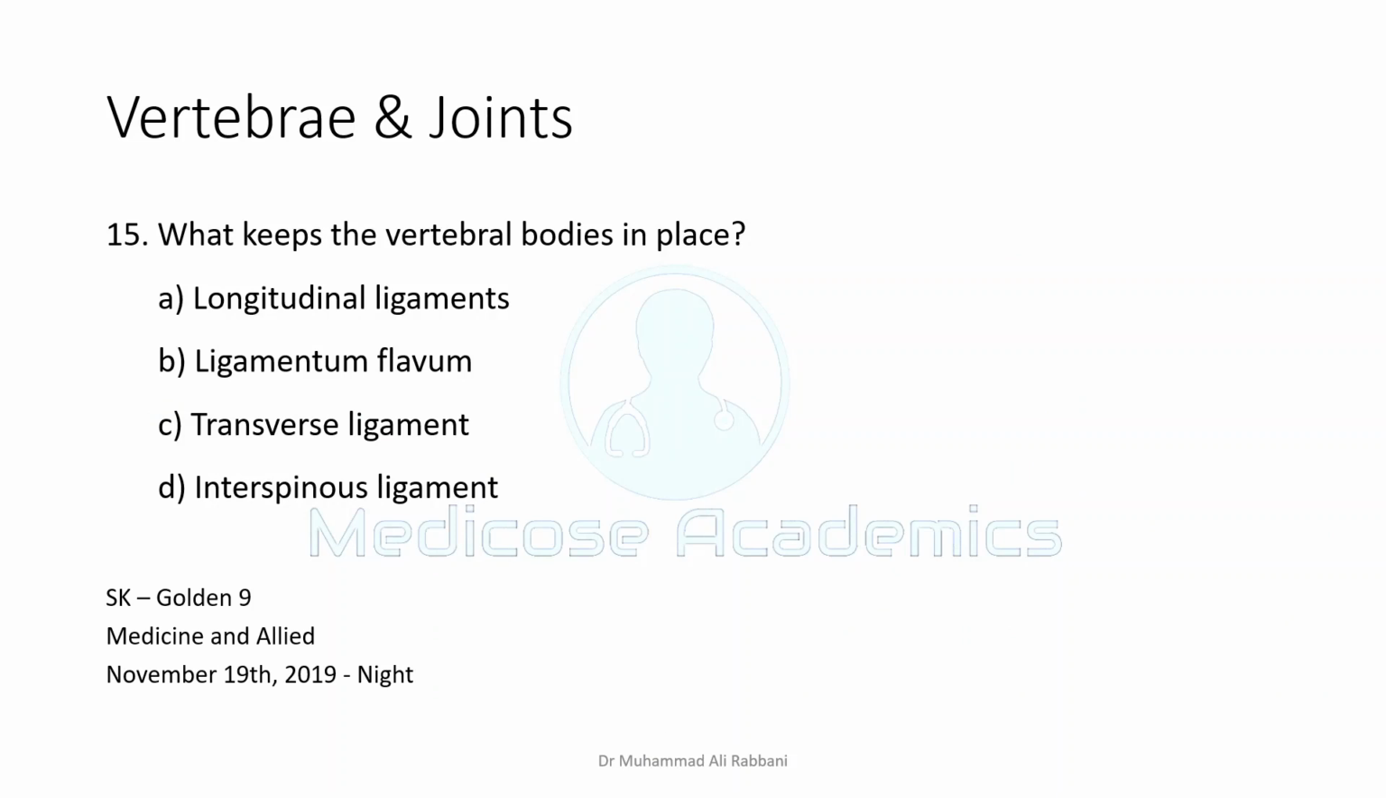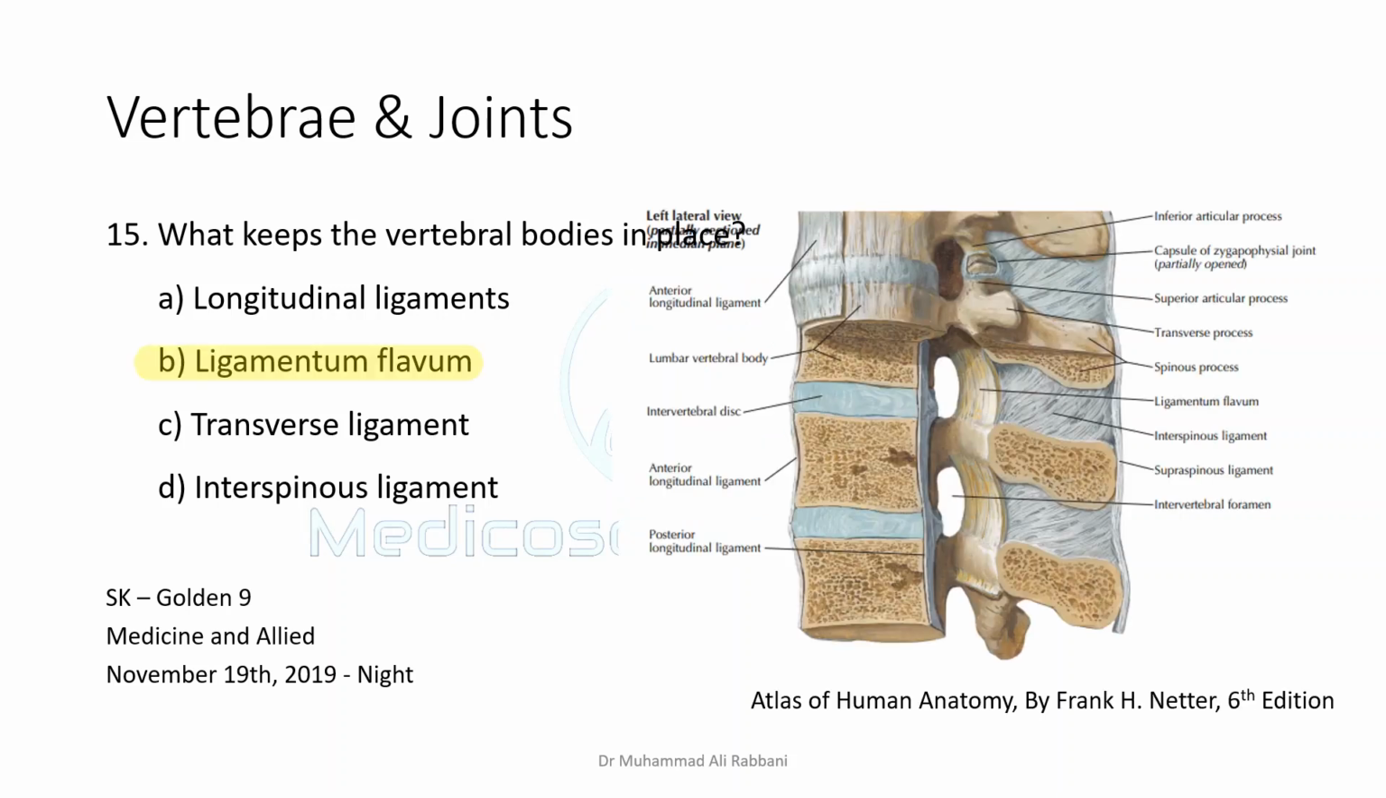The answer that has been given in the key is ligamentum flavum. So it is right. It is very understandable that the ligamentum flavum, which connects the laminae of the adjacent vertebrae, is very supportive. But my objection is that there are three very strong and important ligaments in maintaining stability: the anterior longitudinal ligament, the posterior longitudinal ligament, and the ligamentum flavum.